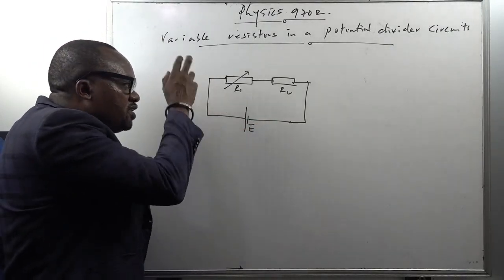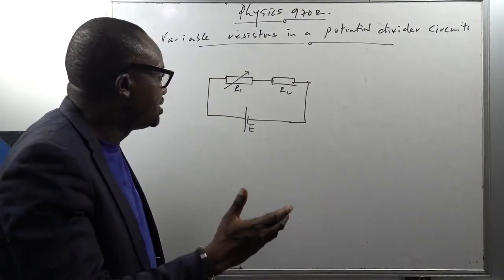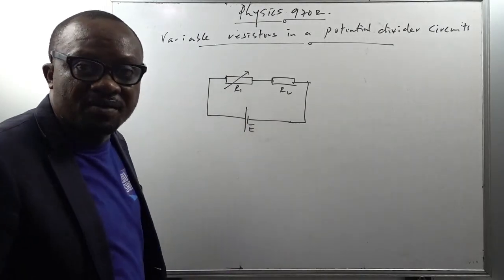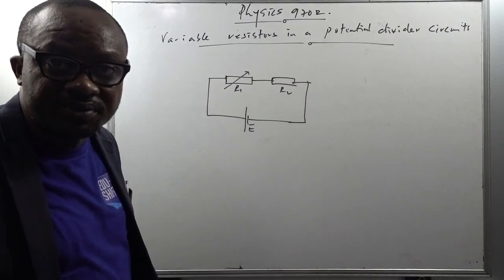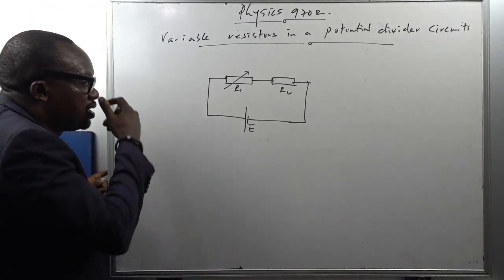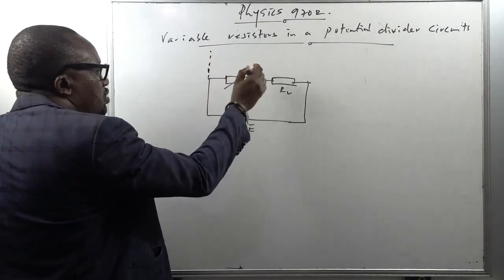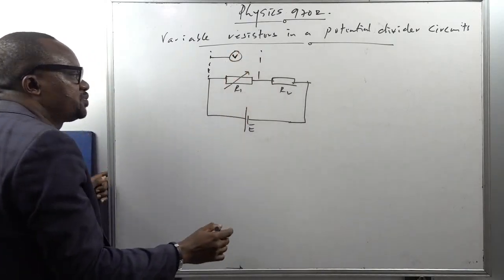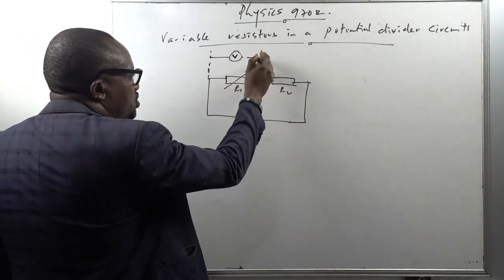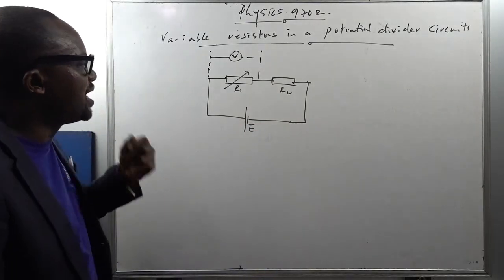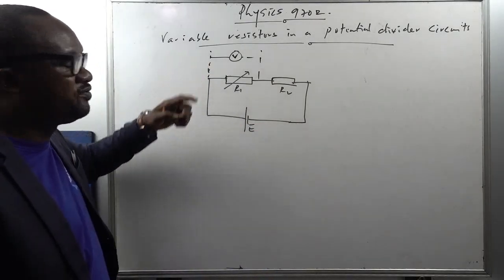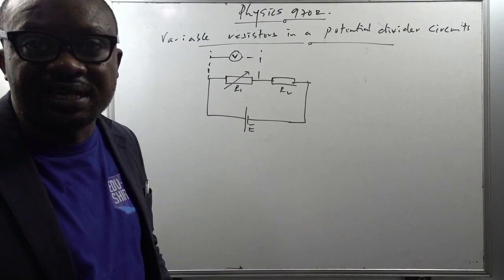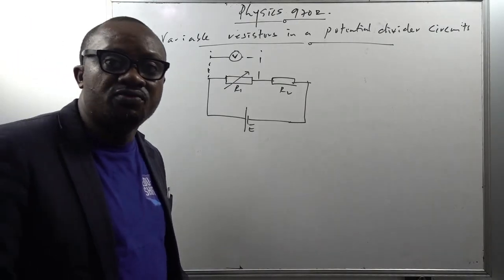Therefore, if the PD across R1 increases, the PD across R2 will reduce in order to still produce the same, because the EMF of the battery is still what? Is still constant. So for example, let us say we connect a voltmeter across this particular variable resistor R1, and that voltmeter is having an infinite internal resistance.